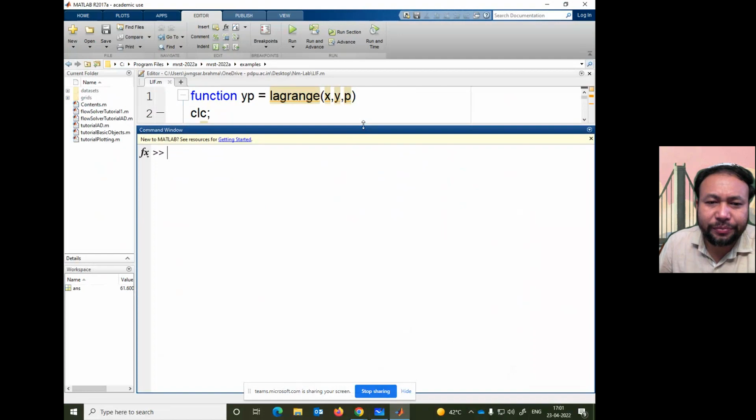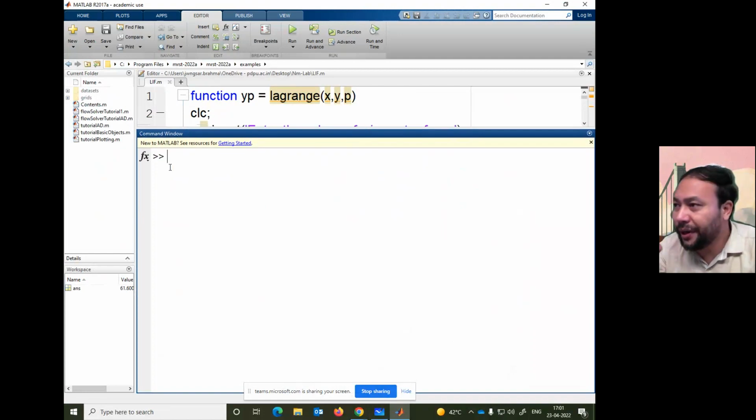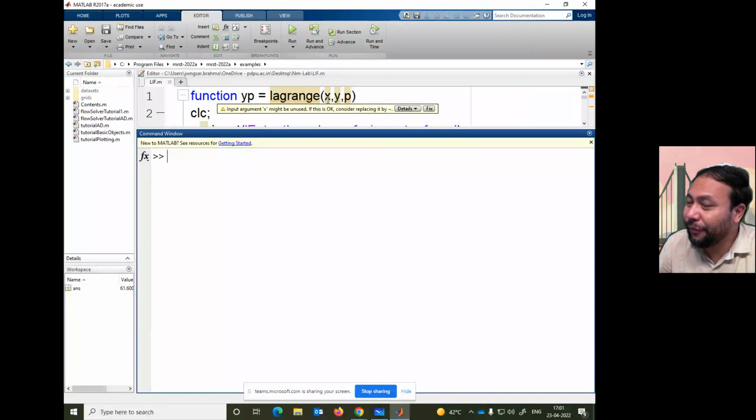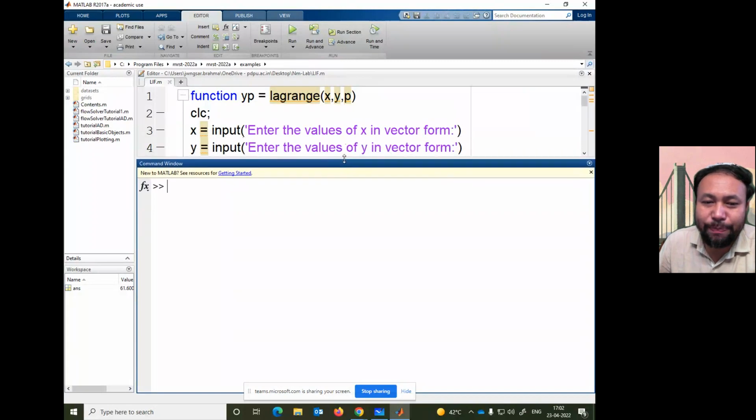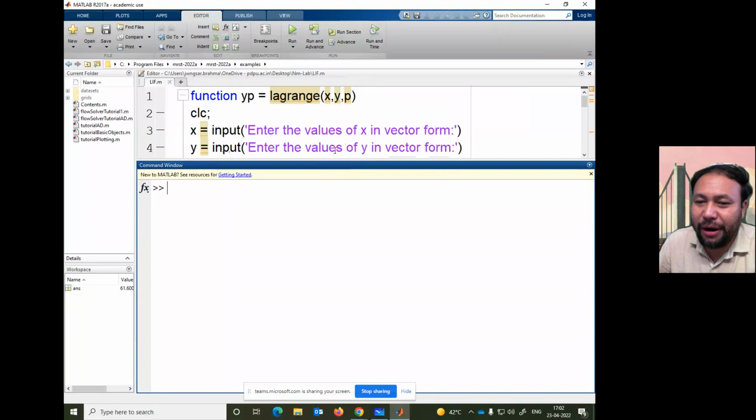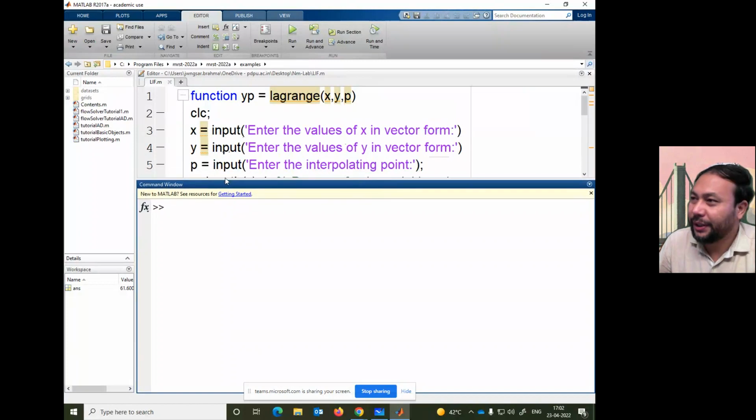Now look here, second line, CLC, it will clean your screen. Next, I want to input X in the form of a vector, input Y in the form of a vector, and input the point P, which is called the point of interpolation. Just X input: enter the values of X in vector form. I hope those who have seen my lab session or attended my previous lectures are very clear how to input X and Y in vector form. Same thing here, Y input: enter the values of Y in vector form. Done. Next, what is P? Input, the input syntax here, right? Enter the interpolating point. Okay.